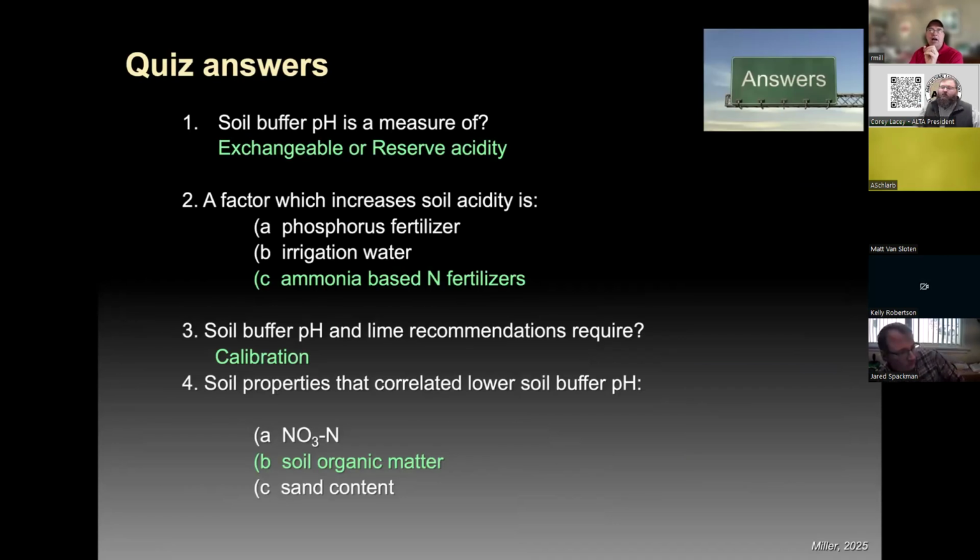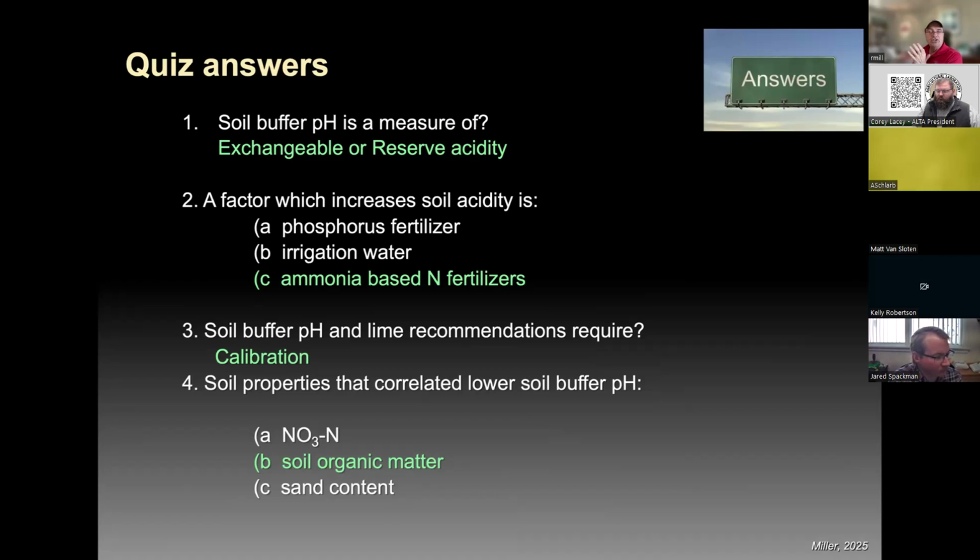And now it's time to answer the quiz, and I want to see how well you all did. So soil buffer pH is a measure of exchangeable, or sometimes called reserve, acidity. A factor which increases soil acidity is ammonia-based nitrogen fertilizers. For every 100 pounds of ammonium-based fertilizer that goes on a farmer's field, you're looking at 200 pounds of equivalent lime it takes to neutralize the acidity it generates.